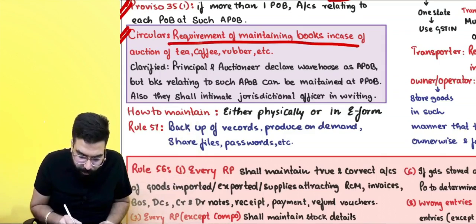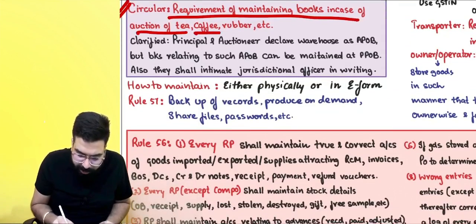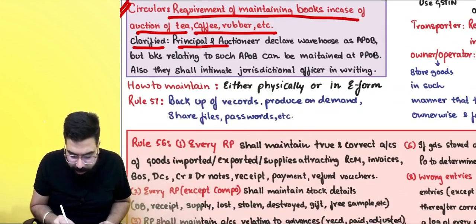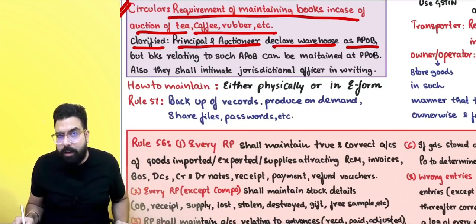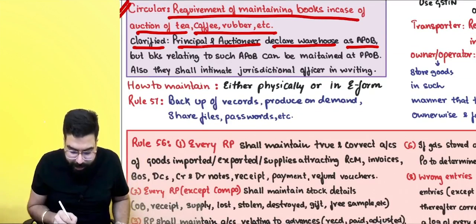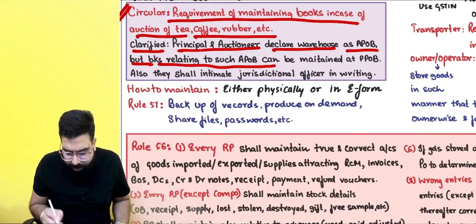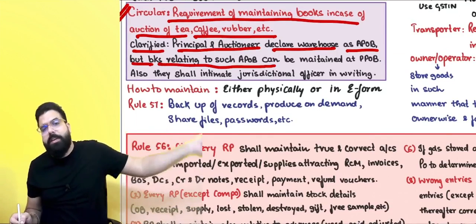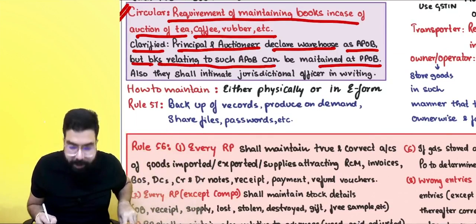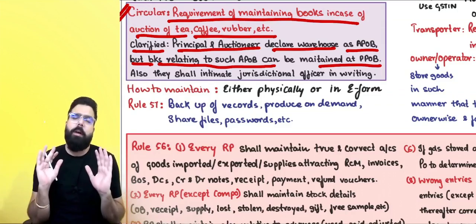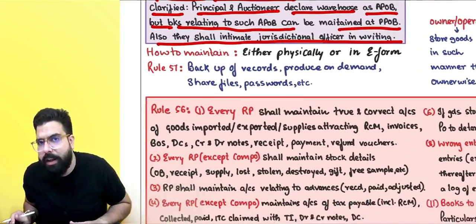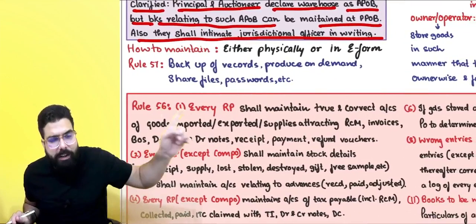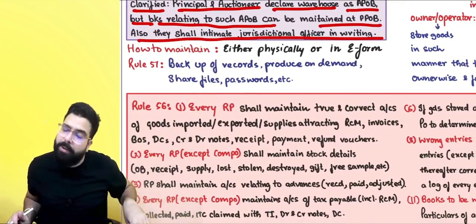Circular for requirement of books of account in case of auction of tea, coffee, rubber, etc. Clarified: principal and auctioneer can declare the warehouse, that is tea board, coffee board, etc., their warehouses as the additional place of business, but books relating to such additional place of business can be kept at the principal place of business. You can keep it at your principal place of business. Also, you just have to inform your jurisdictional officer in writing that you are not keeping the accounts at the additional place, you are keeping it at the principal place.